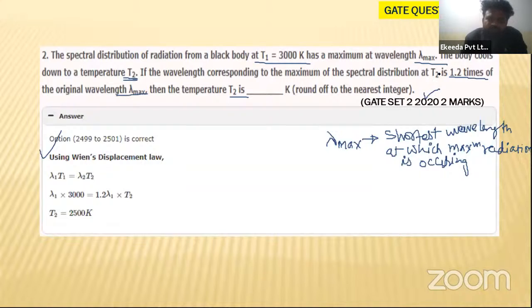What is in this question? What have they asked? Does this question deserve the 2 marks? Does this question deserve 2 marks? No.